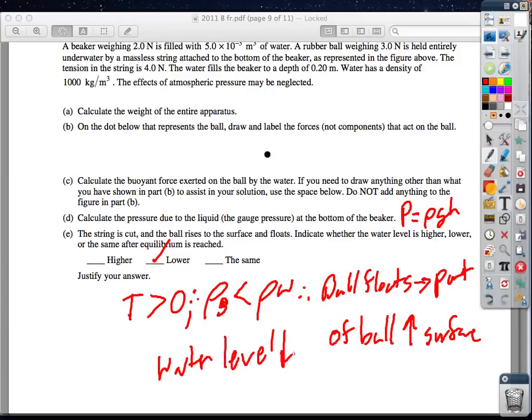Right? So that's what I would do. I would say if the tension is greater than 0, therefore the density of the ball is less than the density of water, therefore the ball floats. Okay? Now, if the density of the ball and the water were the same, then it would float right on the surface. But because it's less, that means part of it is going to be out of the water. And because part of it is out of the water, then the water level will go down.